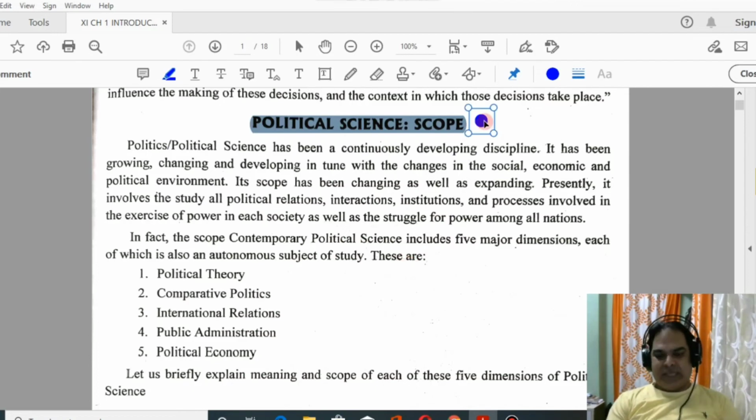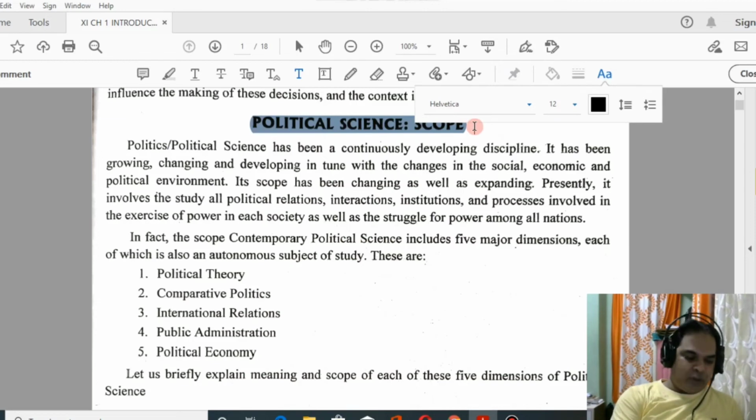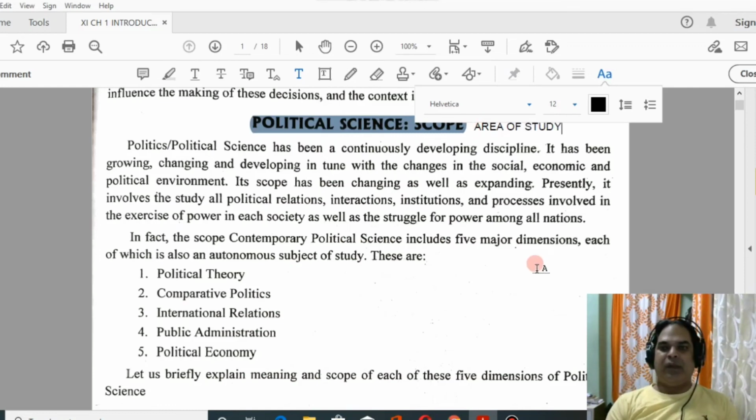So now we have to understand what actually is meant by the scope. What is the meaning of scope? So the meaning of scope is area of study. Okay, so area of study.